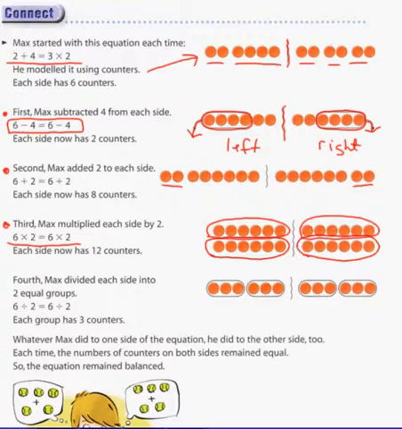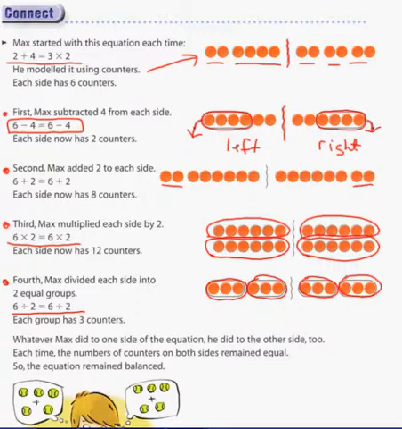And fourth, some dividing. Max divided both sides by 2. 6 divided by 2 is equal to 6 divided by 2. So he took his total group of 6 and he divided them into 2 little parts. Each part has 3. 2 groups of 3. And that is showing the dividing part. Okay?